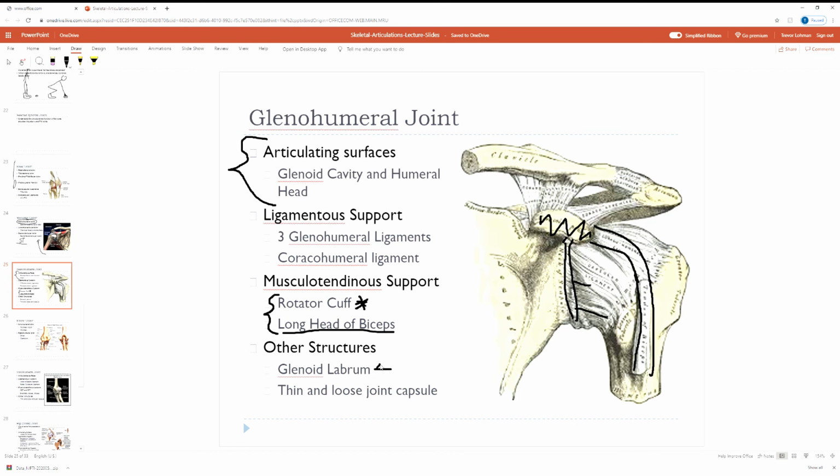Glenoid labrum is incredibly important, of course, but it is rather shallow in the shoulder. It's nothing like the labrum of your hip. And the shoulder has a very thin and loose joint capsule. So that's a weakness in terms of stability, but a strength in terms of mobility. It allows you to move your shoulder a lot. If this capsule was tighter and thicker, it would limit our motion.